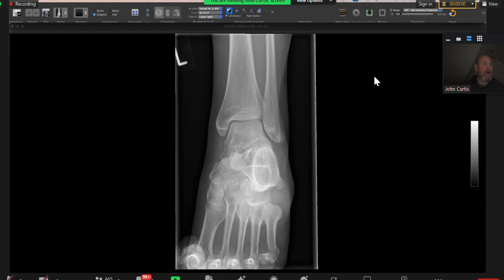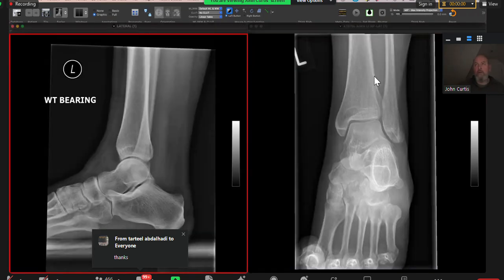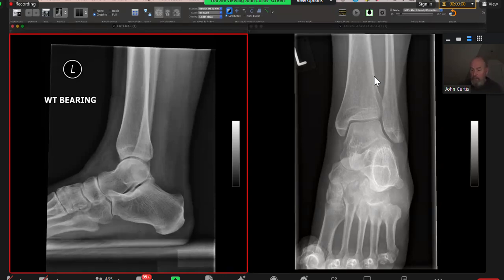Okay, so I'm provided with the radiograph. I've only got the left ankle, I'm afraid. Yes. But it's bilateral, and the right ankle looked identical to this.